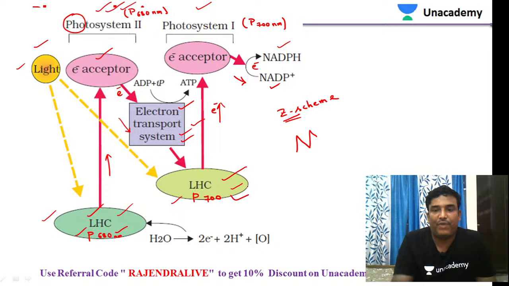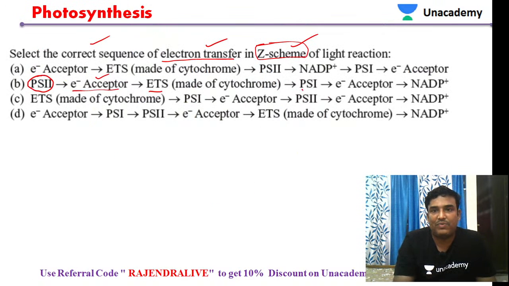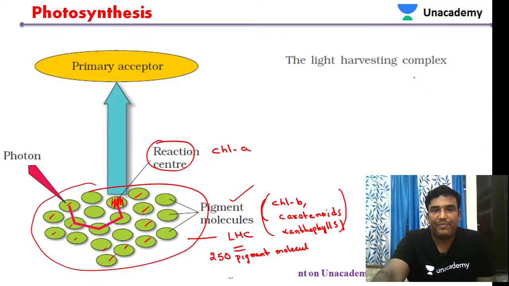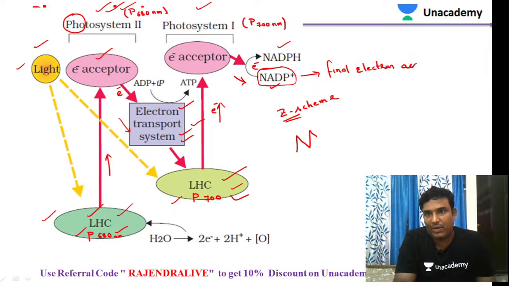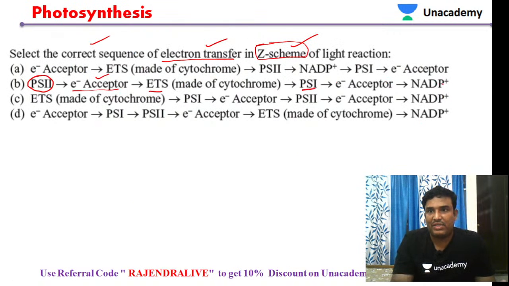From there it goes to photosystem 1, that is PS1. From there again the electron is finally received by NADP. So the final electron acceptor is NADP plus. Based on this, we can take option B as the answer.